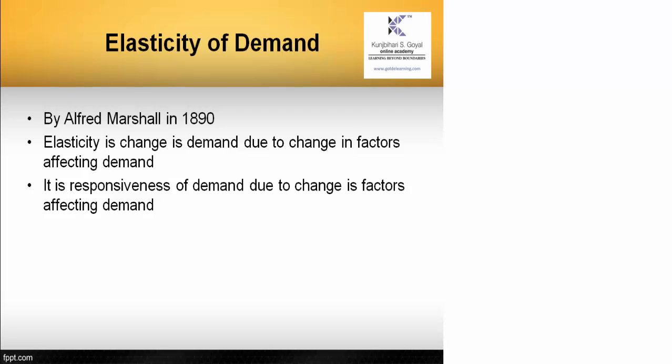Great. So definition. This is the general definition of elasticity of demand, right? Second, see what it says. It is the responsiveness of demand due to change in the factors affecting demand. I just explained to you that the responsiveness of demand is known as elasticity of demand, right?